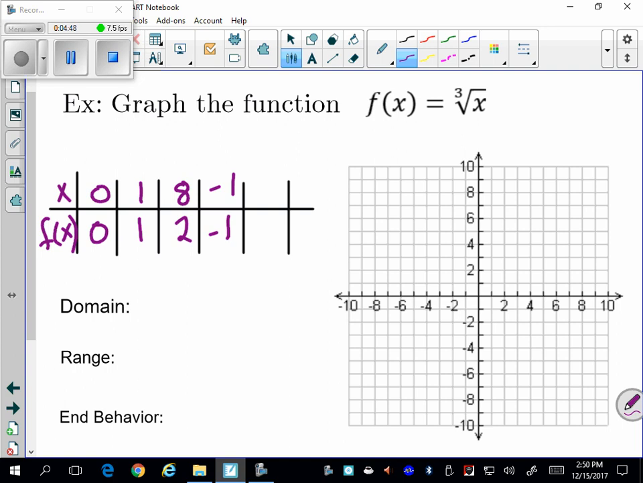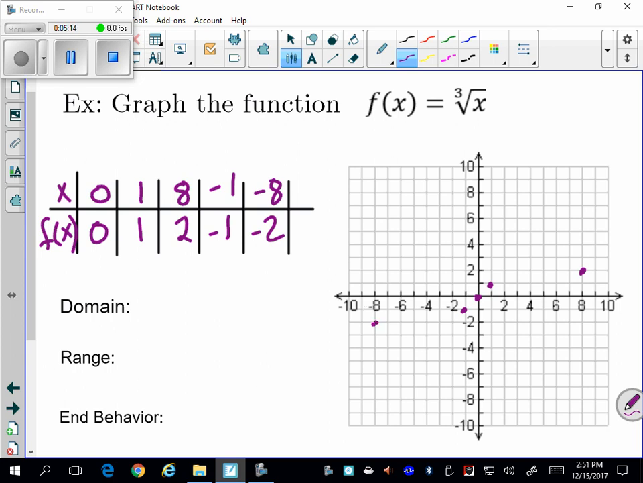And the cube root of -8 is -2, because you can go the other way. -2 cubed is -8, so the cube root of -8 is -2. So let's plot these points: (0, 0), (1, 1), (8, 2), (-1, -1), and (-8, -2).